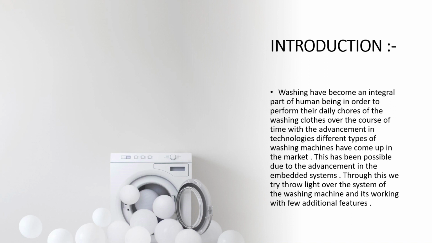Washing machines have become an integral part of human life in order to perform the daily course of washing clothes. Over time, with the advancement in technology, different types of washing machines have come to market. This has been possible due to advancement in the embedded system. Through this, we try to throw light on the system of the washing machine and its working with a few additional features.